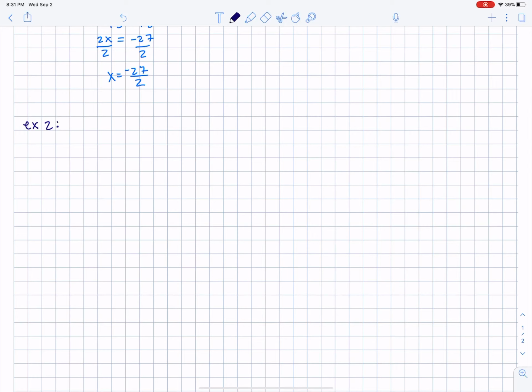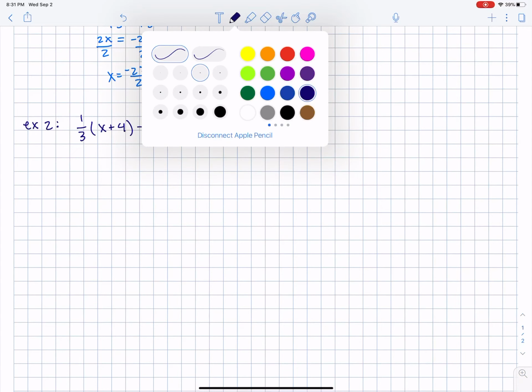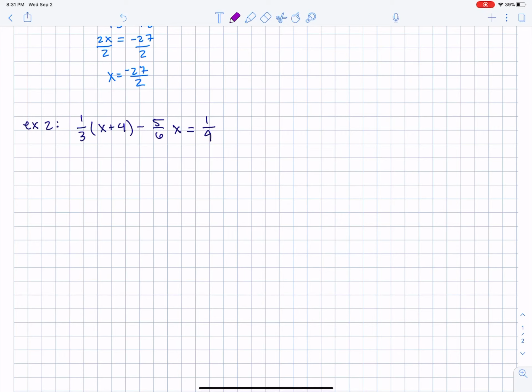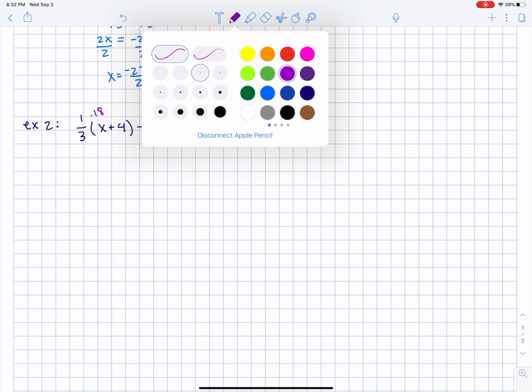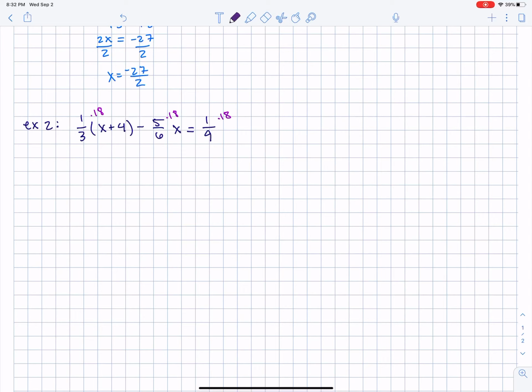Example 2. 1 over 3 times x plus 4, minus 5 over 6 x is equal to 1 over 9. All right, fraction busting time. I'm going to switch colors so that you can see here. If you're looking at 3, 6, and 9, you actually need to multiply this guy by 18 on that one. 18 is your LCD.